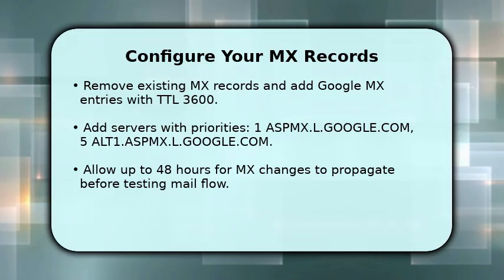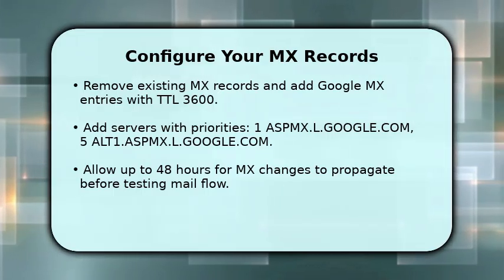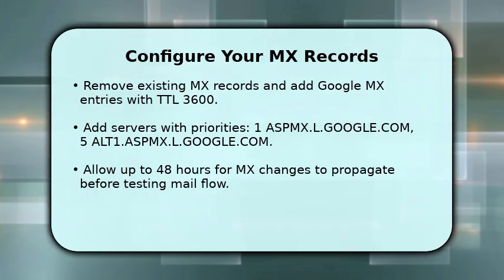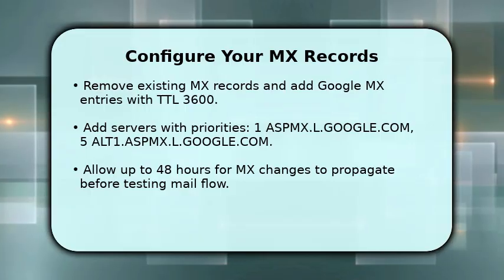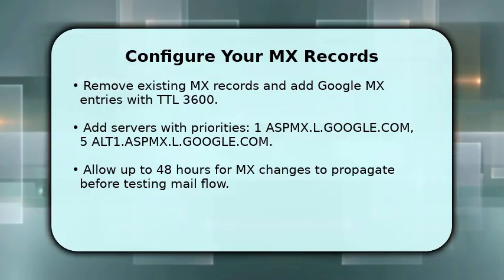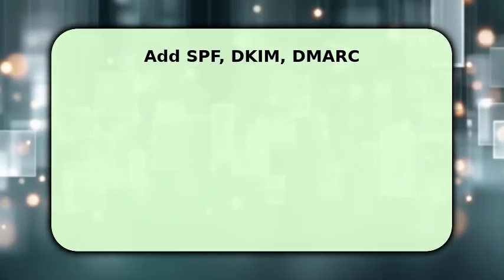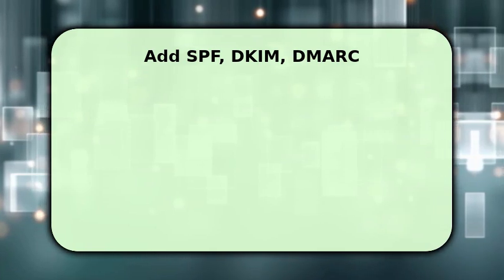Set each MX TTL to 3600 seconds and save the zone changes. Allow up to 48 hours for global propagation before sending production email to verify delivery. Protect your email by publishing SPF, enabling DKIM, and adding DMARC. Create an SPF TXT record with value v=spf1 include:_spf.google.com ~all and TTL 3600 seconds.